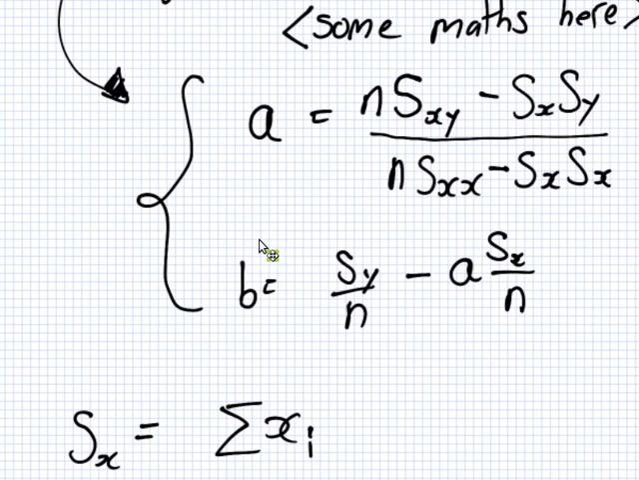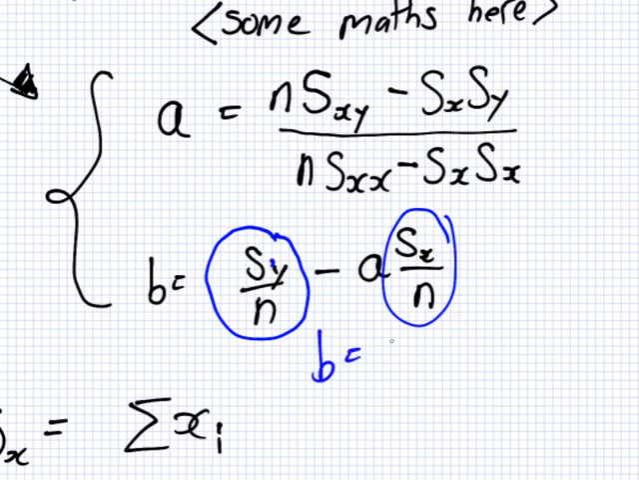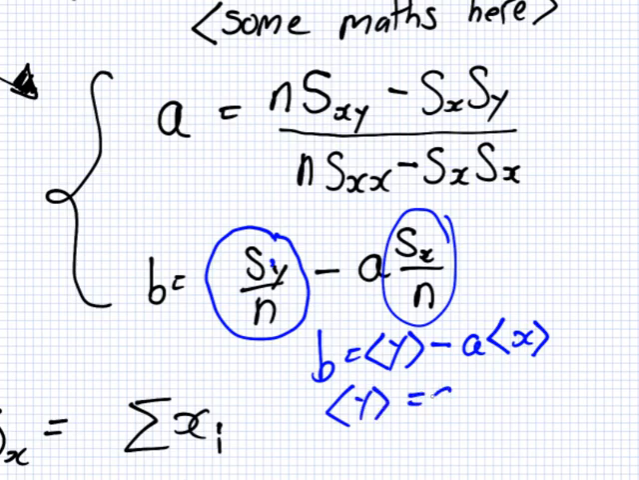because if you look up here, this here, what's this the same as? Sy divided by n. Yeah, the mean of y. And then Sx divided by n, the mean of x. So actually you could write B as the average of y minus A times the average of x. Or another way to write it is the average of y equals A times the average of x plus B. And this looks familiar, doesn't it? This is like y equals Ax plus B. So this one's, I think, easy to remember. If you start from here, you can go backwards.